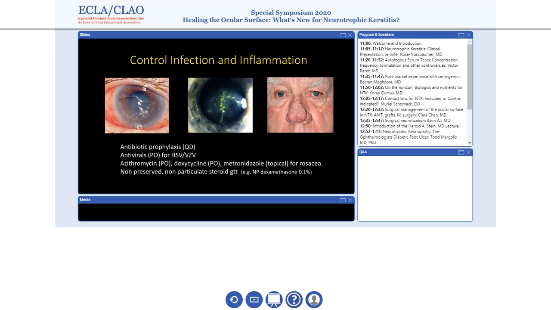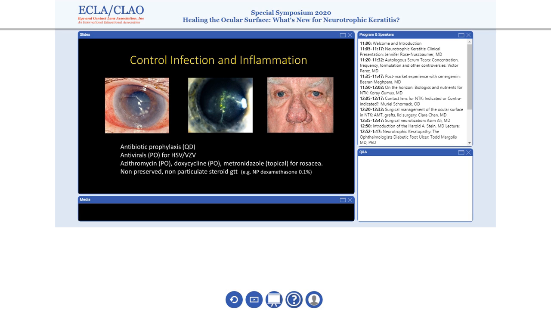Infection and inflammation: I use antibiotic prophylaxis when the epithelium is broken down. I use it once daily, polytrim or preferably moxifloxacin because it's non-preserved. I use antivirals extensively for my HSV and VZV cases, orally. That way there's nothing topical screwing up the surface. I use azithromycin by mouth, doxycycline by mouth, and metronidazole to the face in my rosacea patients.